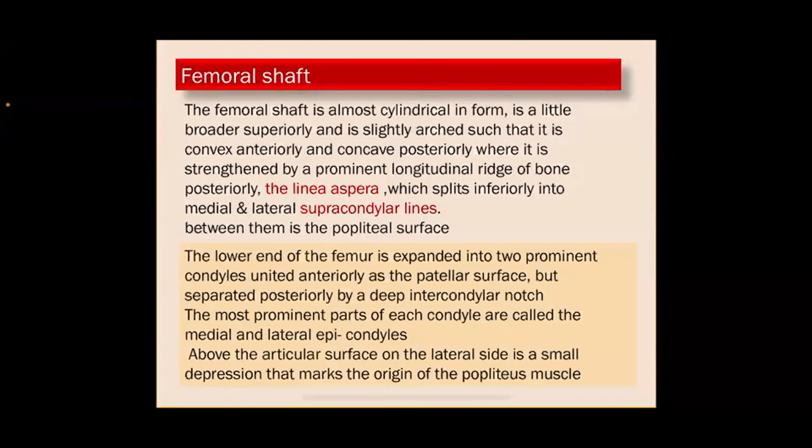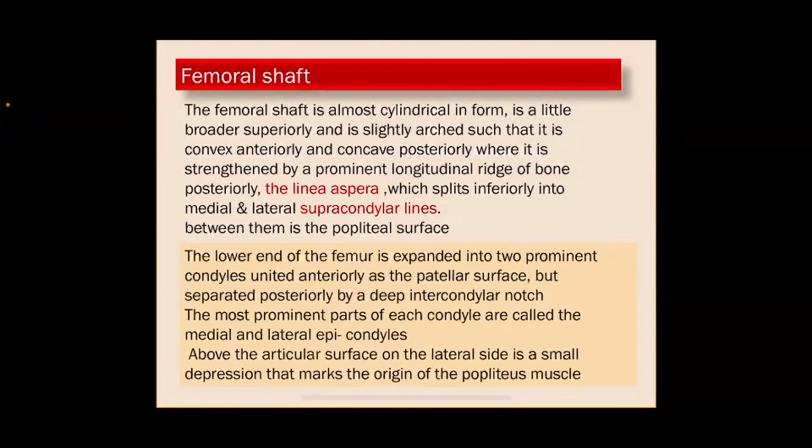The femoral shaft is almost cylindrical in form, a little broader superiorly and slightly arched, such that it is convex anteriorly and concave posteriorly, where it is strengthened by a prominent longitudinal ridge of bone posteriorly. This is the linea aspera, which splits inferiorly into medial and lateral supracondylar lines. Between them is the popliteal surface.